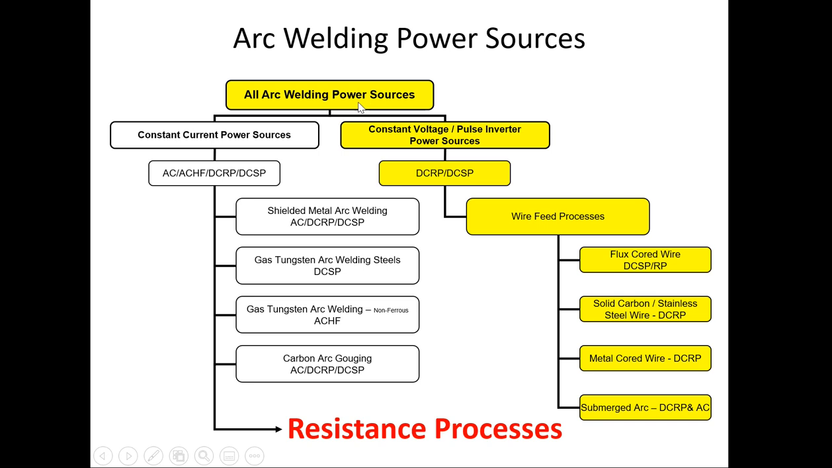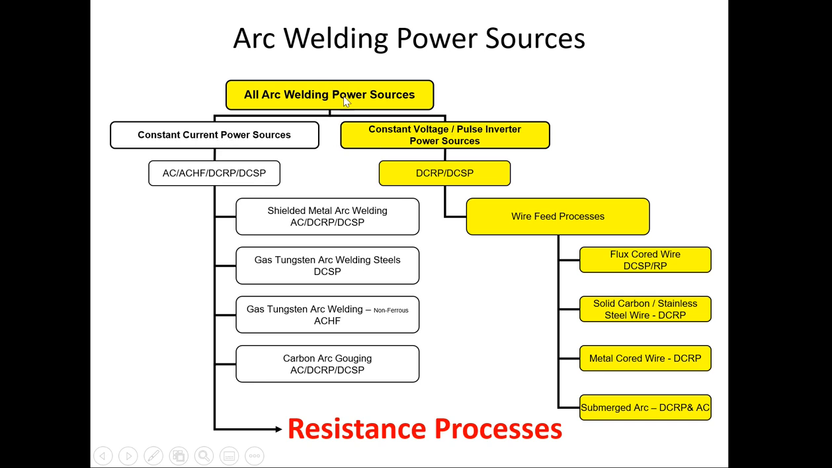So all arc welding power sources, there's our heading. And underneath that, we have two types of power sources. And these are the ones in one shape or form or another that we use for all welding, whether you're welding nuclear to automotive to anything.